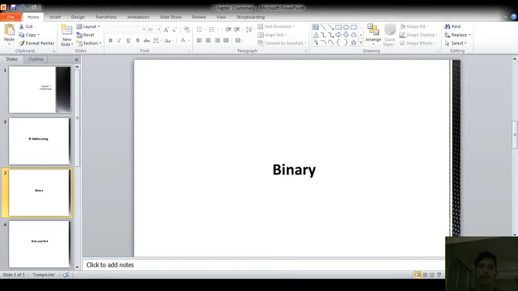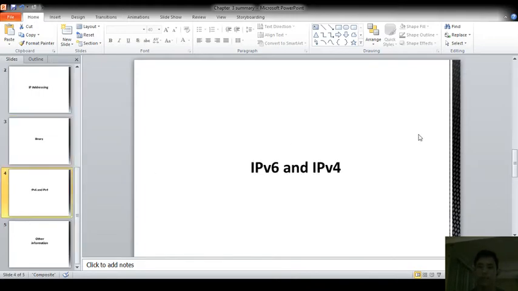And of course, binary is important for us to understand because host servers and network devices use binary addressing. Specifically, they use binary IPv4 addresses to identify each other. So the next thing that we're going to tackle is IPv6 and IPv4.